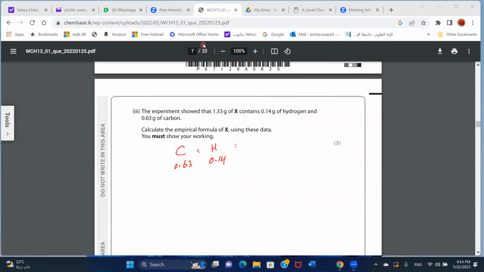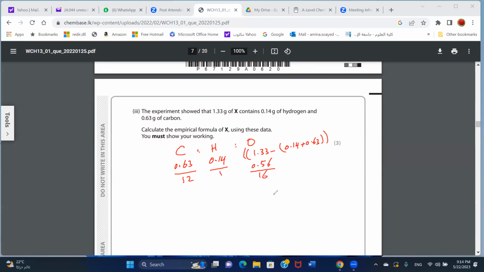Okay, so it's going to be 1.33 minus 0.14 plus 0.63. So what did you get? 0.56 grams. Okay, just 0.56. And then you write the molar masses. So for carbon, it would be 12. For hydrogen, it would be 1. And for oxygen, it would be 16.